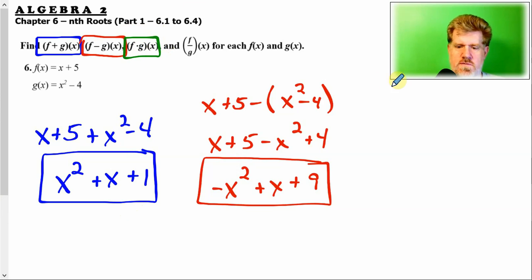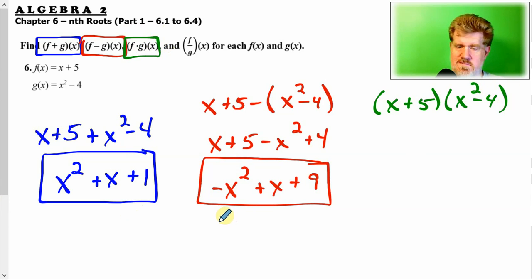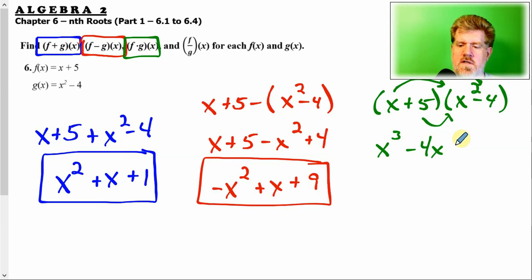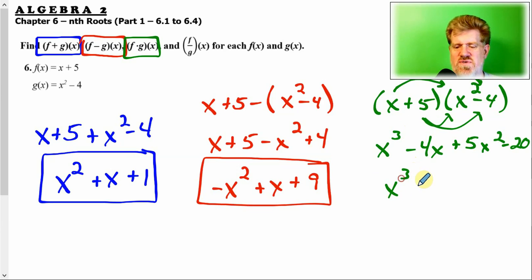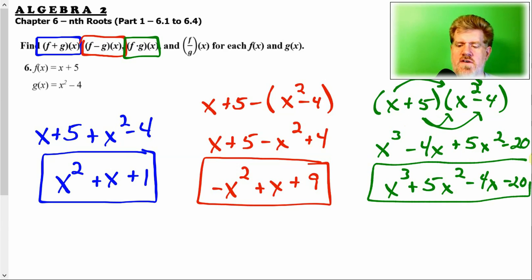F times g. Here's f, here's g. I'm multiplying them together. Problem's almost done. I can multiply through and simplify it, so let's do it. Little FOIL action. X times x squared is x cubed. X times negative 4 is negative 4x. 5x squared. 5 times negative 4 is negative 20. Now, just because we usually do it this way, we'll rewrite it so the x's go down in order. And that's f times g.